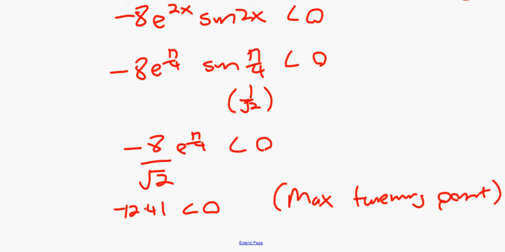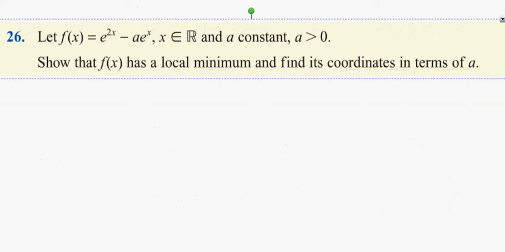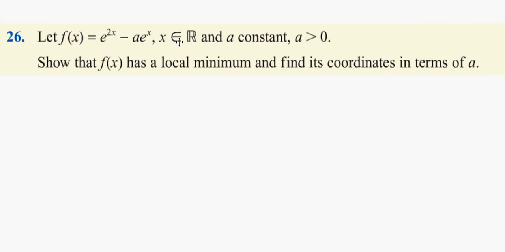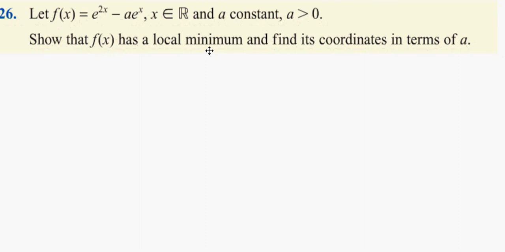Okay. Now, number 26. Let f of x be e to the 2x minus a e to the x, where a is a constant, a is bigger than 0. Show that f of x has a local minimum, and find the coordinates in terms of a.